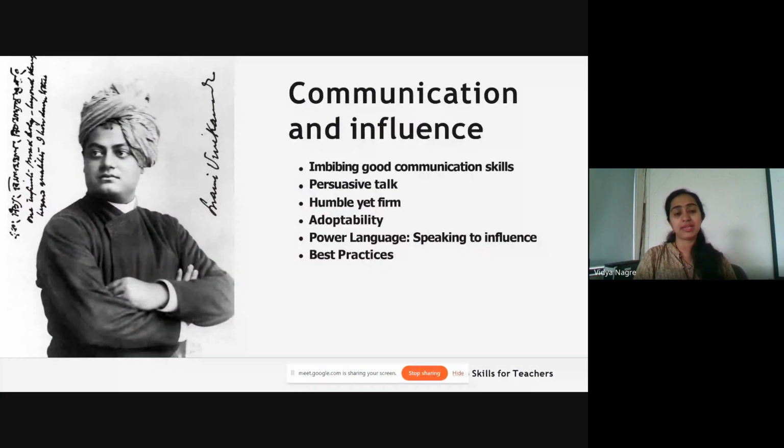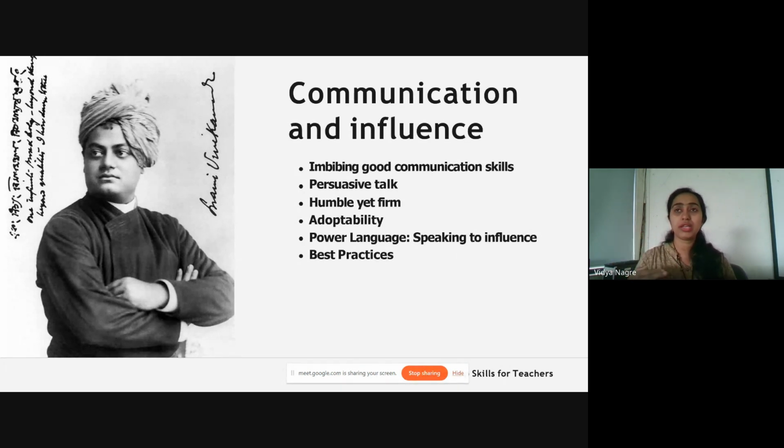We had another amazing example of a really good teacher in India, that was Swami Vivekananda. Communication and influencing are two very important qualities every teacher must have as a leader. For that, how can you bring these qualities in you? Imbibing good communication skill is highly important in every teacher. Every teacher has to be a very good communicator. For that, you have to start working on your communication skill.